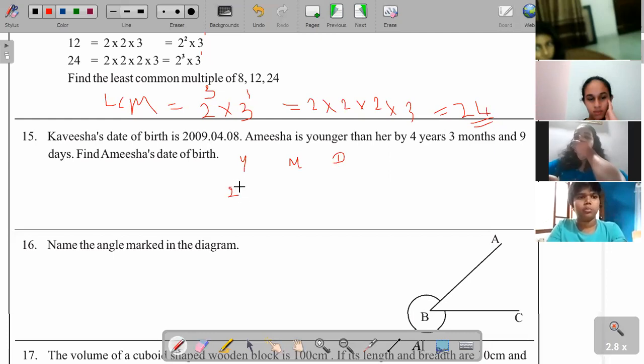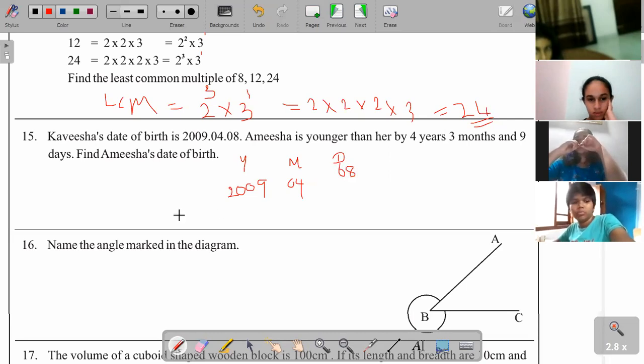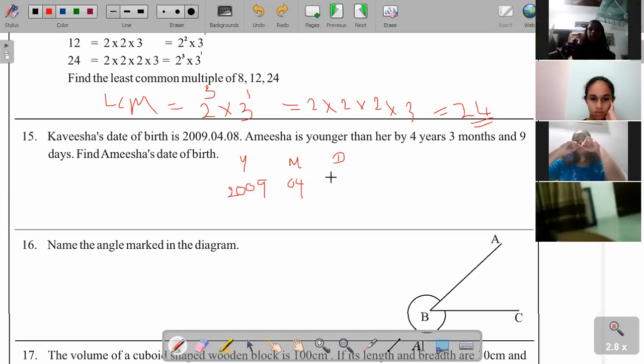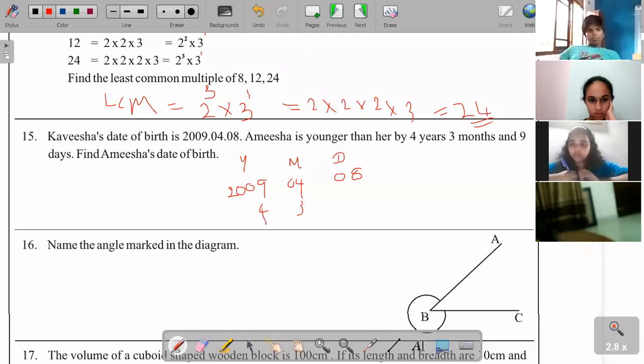First you write the year 2009, 4, 8. We have to subtract 4 years, 3 months, 9 days.